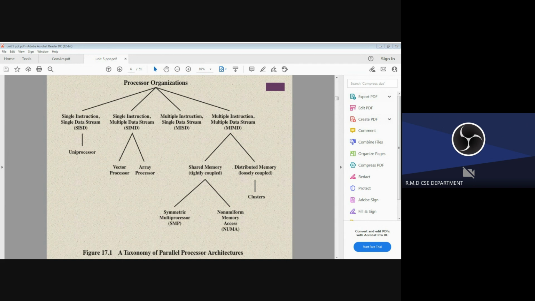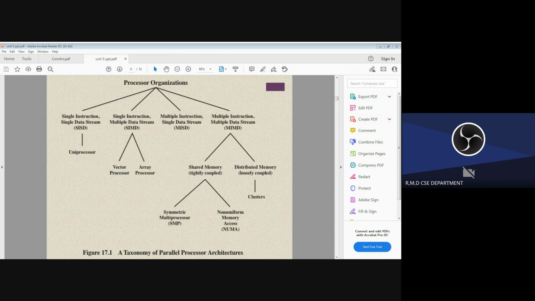Single instruction and single data stream means that for a single instruction, we substitute only a single data stream. For example, suppose I give add a comma b. Add a comma b is nothing but a single instruction. In that instruction, for the values of a and b, I substitute, for example, a equal to 5 and b equal to 5. Only these two values will be substituted for the a and b variables. That's why it is called single instruction and single data. It is otherwise called a uniprocessor system.